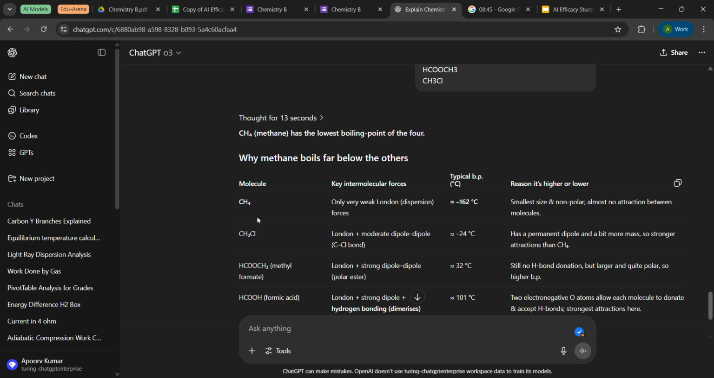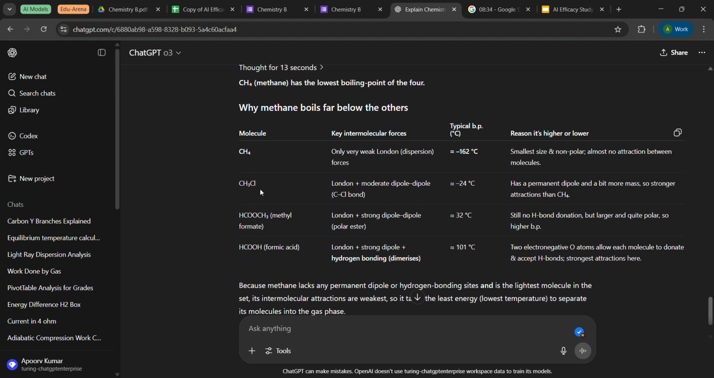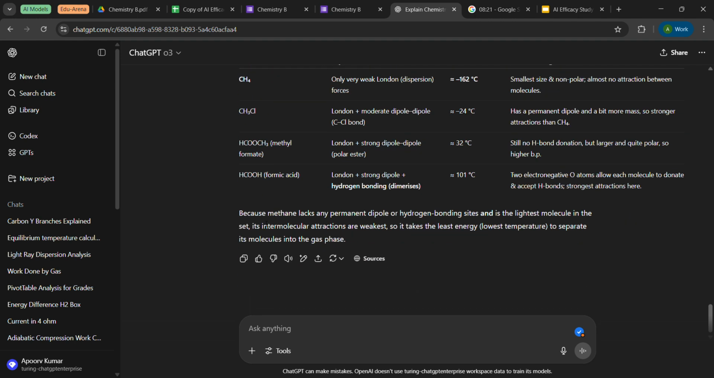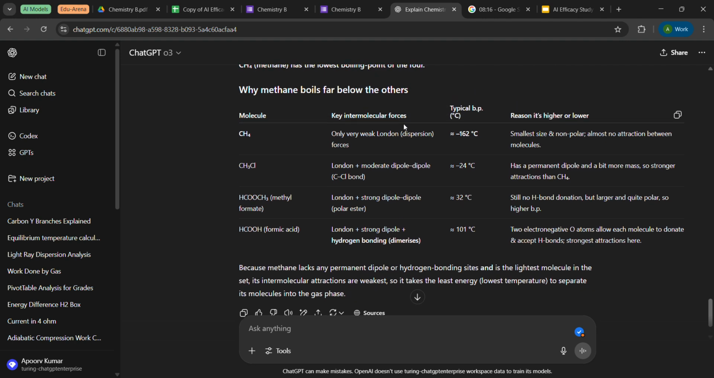Reason: is it higher or lower? So only weak London dispersion forces. Okay, so there's something called London dispersion forces. The CH3Cl molecule has London plus moderate dipole-dipole interaction. Methyl formate has London plus dipole-dipole interaction, and it has dipole-dipole and hydrogen bonding. Okay, so hydrogen bonding and dipole-dipole interaction increase the boiling point. However, having only London forces, they decrease it.